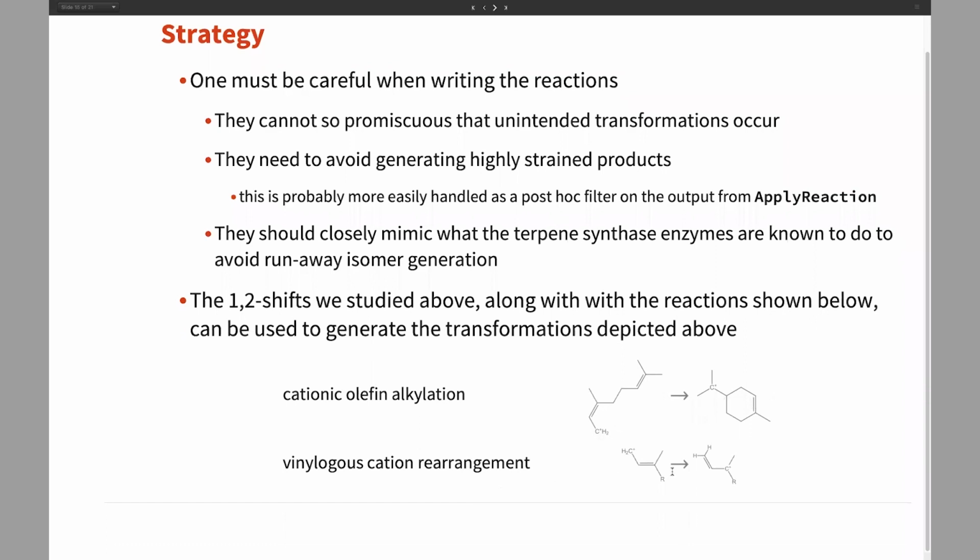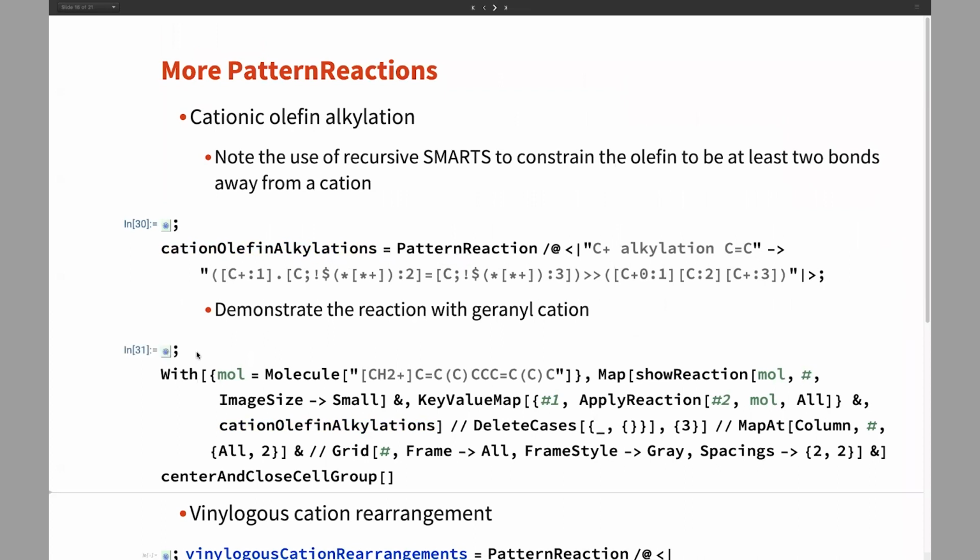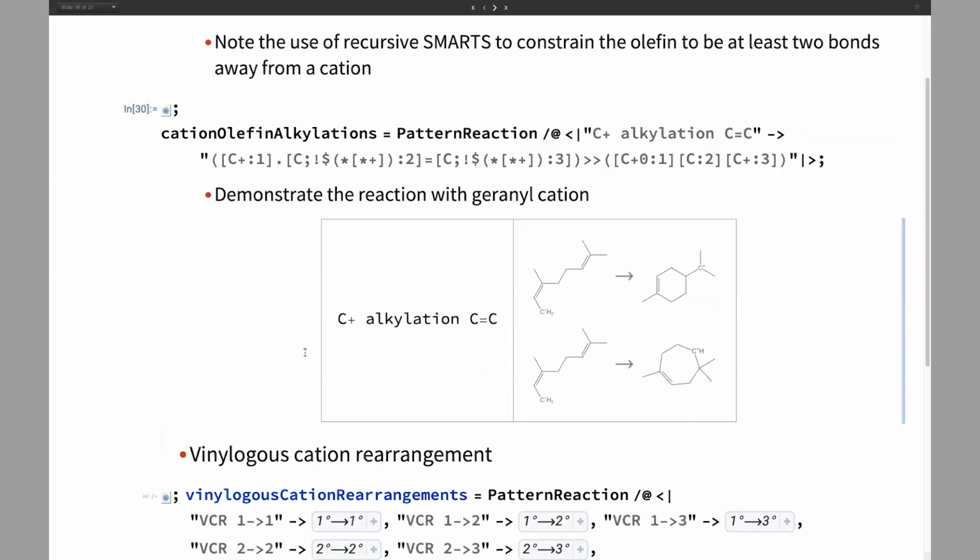Other types of rearrangements that occur if you've got a cation next to a double bond, the double bond can shift over here and move the charge there. And this is called a vinylogous cation rearrangement. So I've added these two reactions to the set. And now we are going to have more reactions to work with. And excuse me, I'm defining this reaction here for the alkylation of the double bonds, and I'm defining this one here for the vinylogous shift.